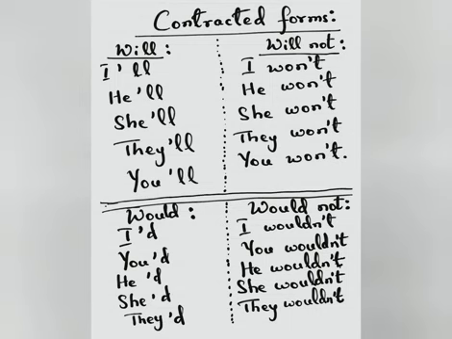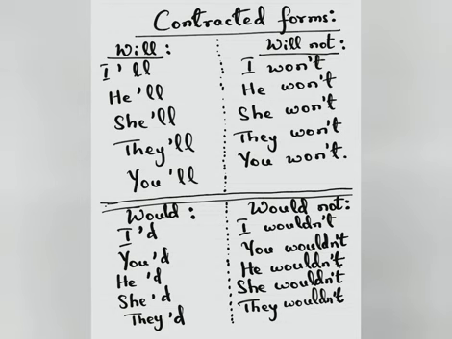Well, what are the contracted forms of will? When I use it with I, it becomes I'll. So the W is not being pronounced. I'll, he'll, she'll, they'll, you'll. And will not becomes won't. So I won't do this. He won't do that. She won't. They won't. You won't.